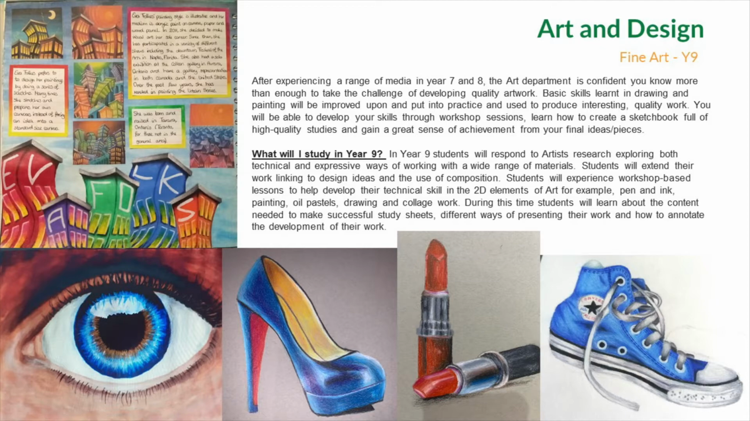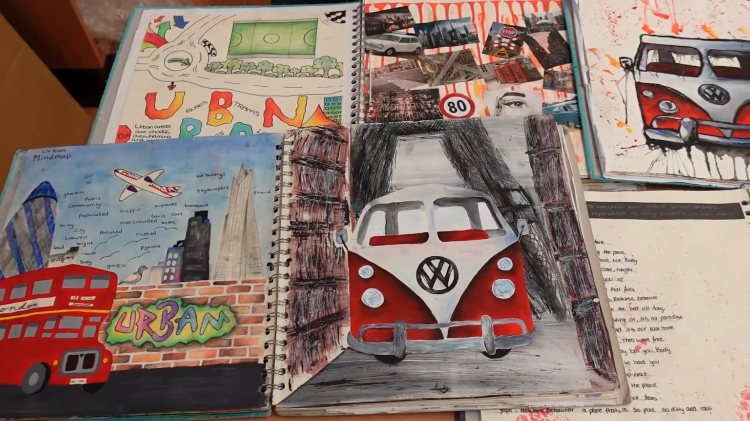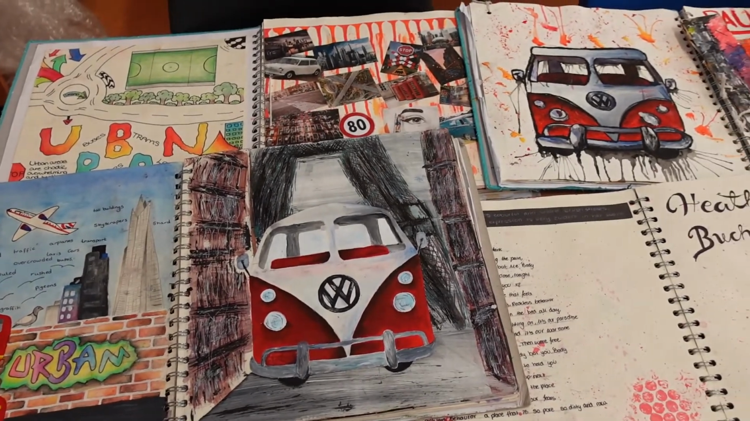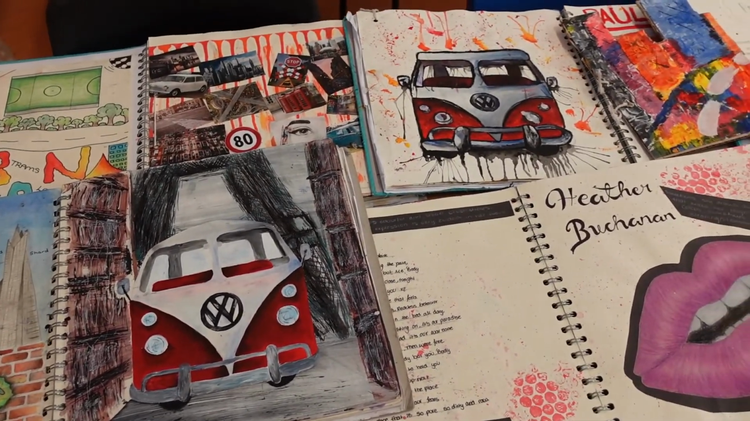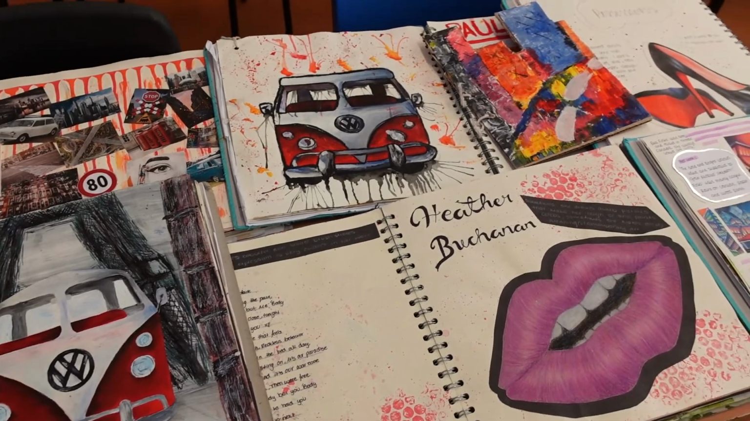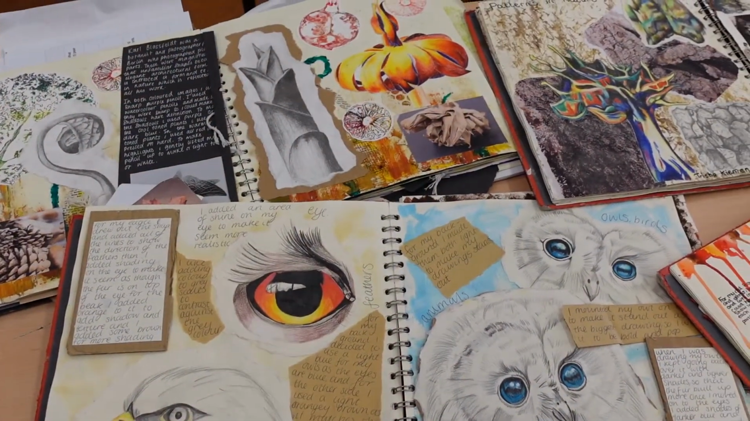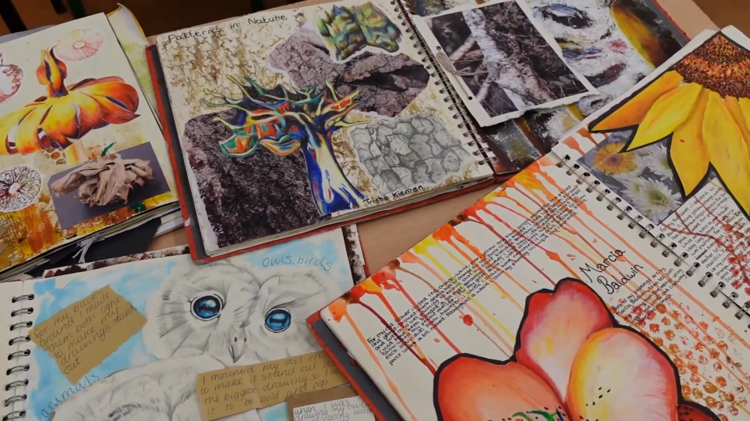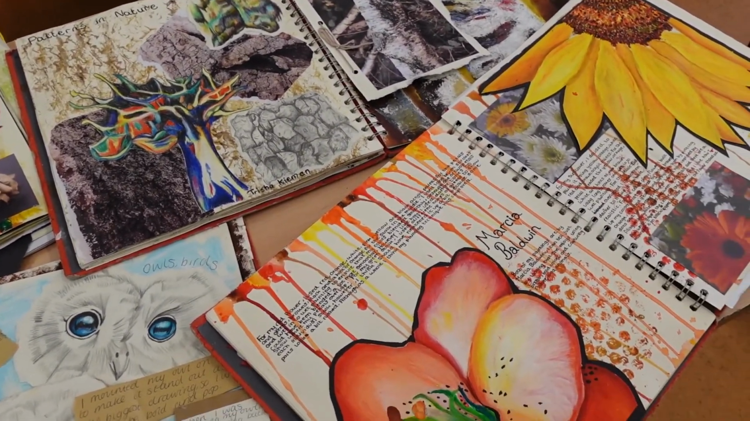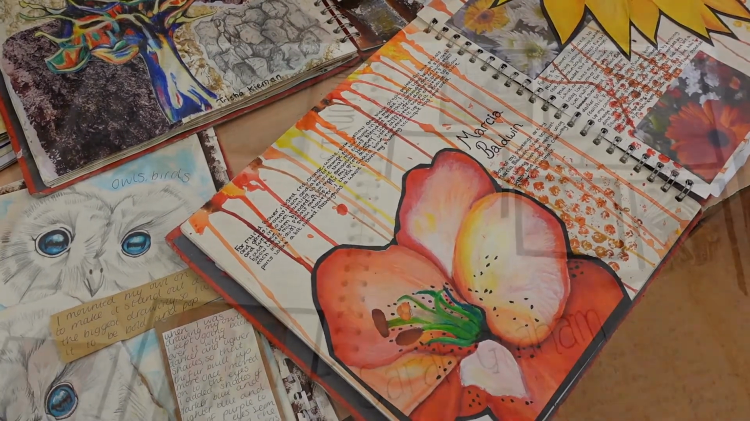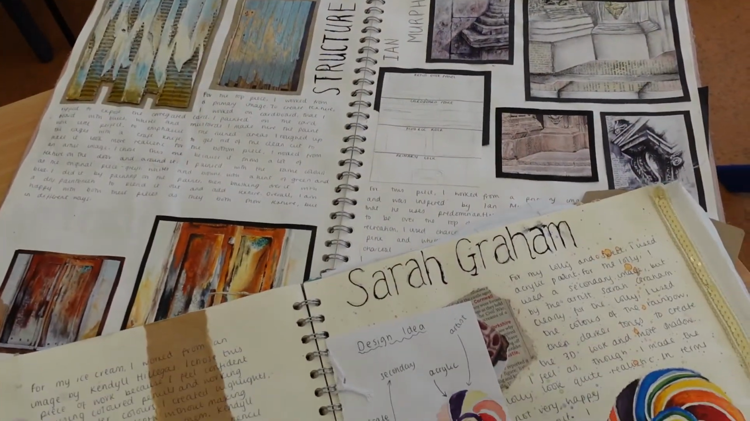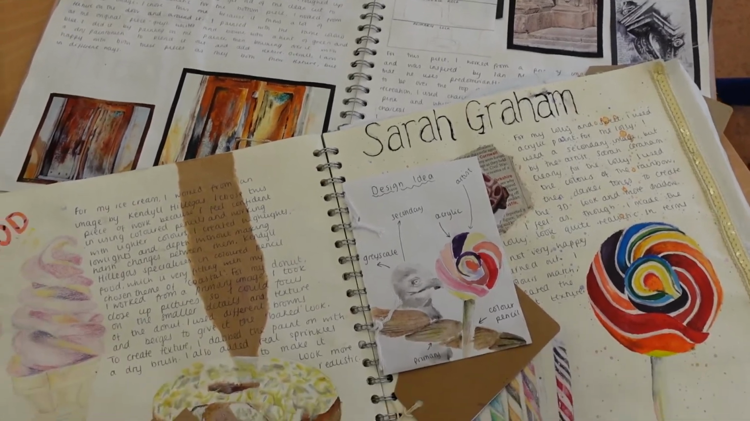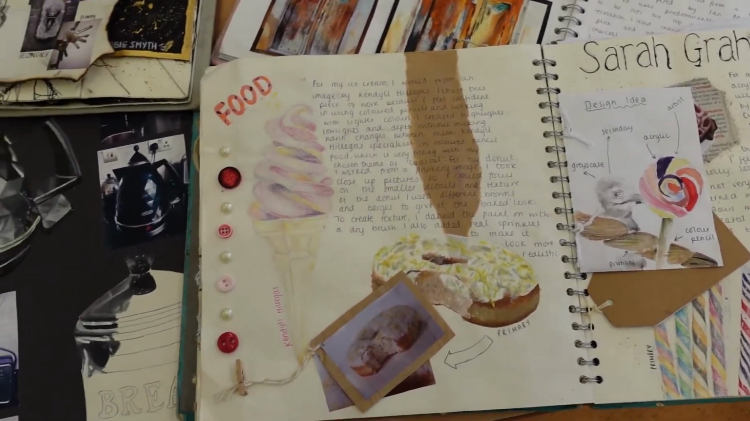In Year 9, students learn how to organise and present creative sketchbooks full of high quality studies and gain a great sense of achievement from developing final pieces. Year 9 students will respond to artist research, exploring both technical and expressive ways of working with a wide range of materials. As mentioned before, we deliver workshop-based lessons to help develop students' technical skill in the 2D elements of art. We'll be looking at pieces of work created using pen and ink, painting, oil pastel studies, drawing and collage work, all in response to different themes.